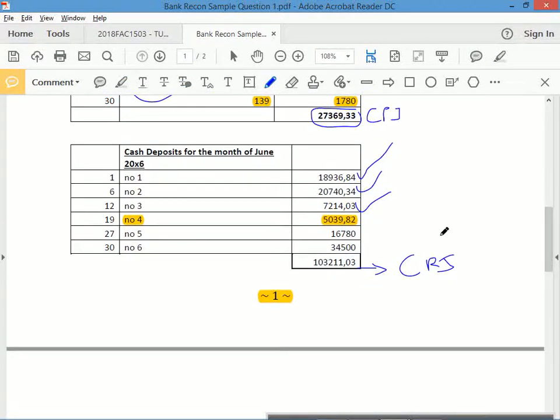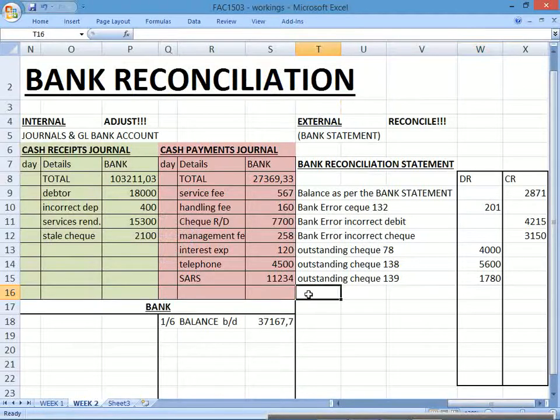Right, did we tick everything in our deposits? Also, no. You have deposit 5 and deposit 6 that are outstanding. Okay, so those deposits will only go through next month, most likely. So for June, they're outstanding. Those last two need to go here, as outstanding deposits, because your books are correct, their books aren't. Outstanding deposit number 5 and number 6.